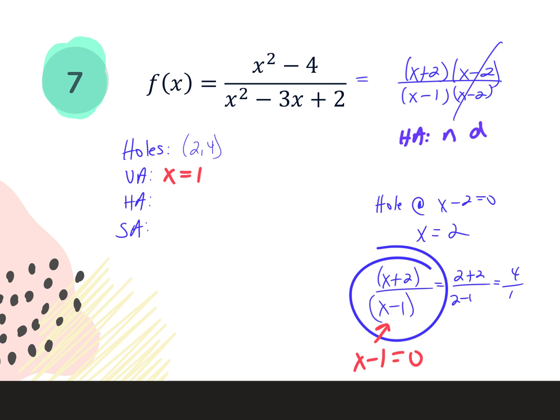In my simplified version, what's the degree of the numerator? 1. What's the degree of the denominator? 1. 1 is what to what? Equal. So I say my horizontal asymptote is at y equals, what is the leading coefficient of the numerator and the denominator? 1. Perfect. And if I have a horizontal, what is my answer for slant? None. If my answer for horizontal is none, what do I know about my slant? Will I have one? If I have no horizontal, then yes, I have a slant.